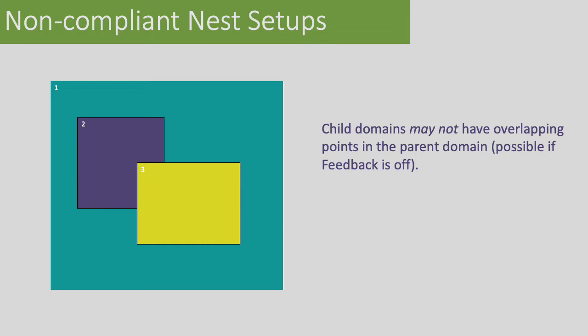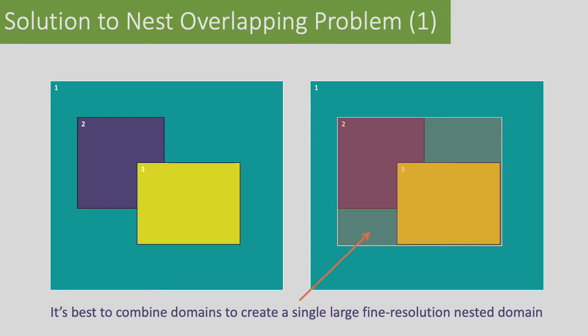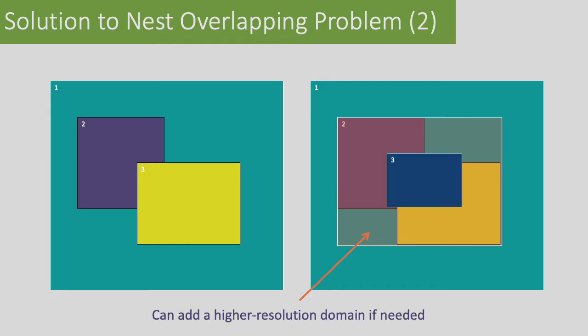This technically is okay if you have feedback turned off, but it's not good practice and there's really no need to do it. You're not really saving that much computationally by doing this, so you may as well just combine it all into a single child domain like you see on the right. And then if you needed a higher resolution domain somewhere in there, you can always add that as well.